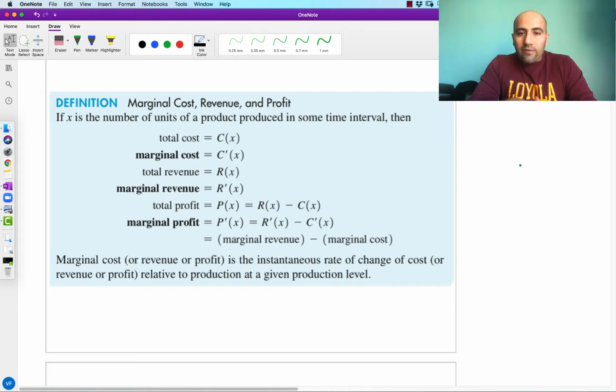R of X is the total revenue. Marginal revenue is R prime of X, the first derivative of R of X. So again, marginal revenue is the instantaneous rate of change of the revenue function. How is the revenue function changing at this point? Is the total revenue increasing dramatically? Would making one more push the revenue way up high? Would making one more not make much of a difference? Maybe that next one plateaus. Or in some cases, making more might actually be detrimental. Like you might make less revenue by selling more units, right? And we'll see situations where that comes into play.